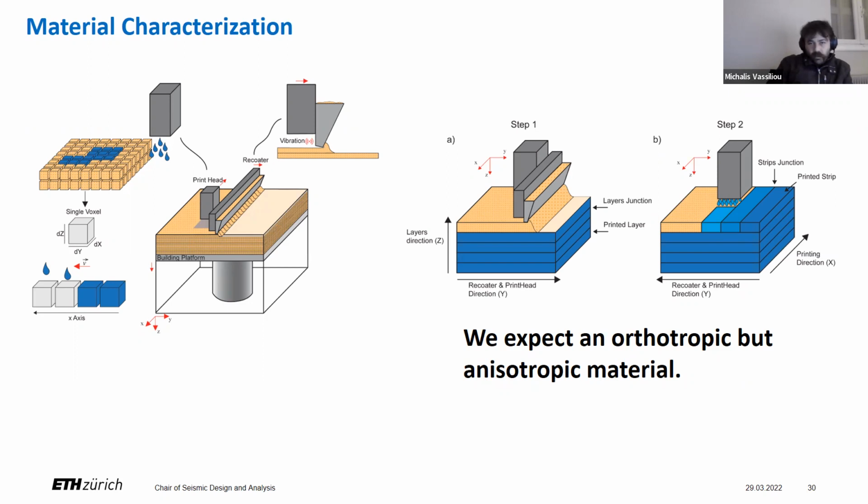So it glues here whenever it needs to glue, then it goes like this, and then like this, and so on. So in the end, you expect an orthotropic but anisotropic material because it is printed by layers and by strips.